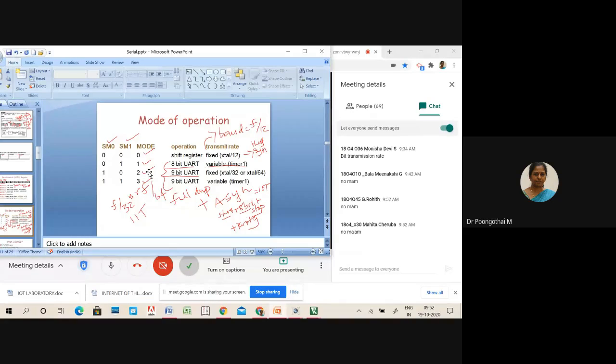In most applications we are using mode 1, that is 8-bit UART mode with variable baud rate using timer 1. Mode 1 is taken into consideration for all applications because it supports full duplex communication and the baud rate is variable. We can program the baud rate by using the timer. And the third important feature is that it provides asynchronous data transfer. Okay.